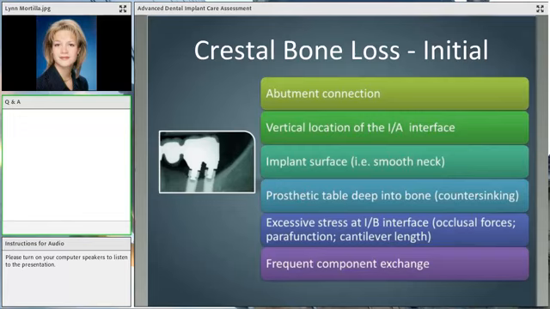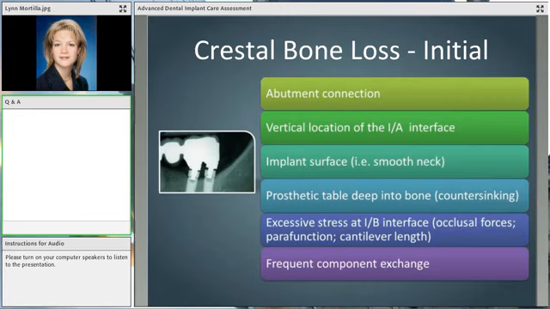Now, if we do see some crestal bone loss, then the next logical question is why? What can be causing some problems? Well, we talked about them a little bit before. The abutment connection can be off, and you can see that in that slide here. Maybe that implant was sunk very deep into the bone. Maybe that smooth neck on the side of the implant is causing the bone to run to the roughened surface. Maybe our prosthetic tables are very deep and the bone is following underneath those prosthetic tables. Perhaps we have excessive strain or stress or occlusal forces, or we've connected this to a tooth.